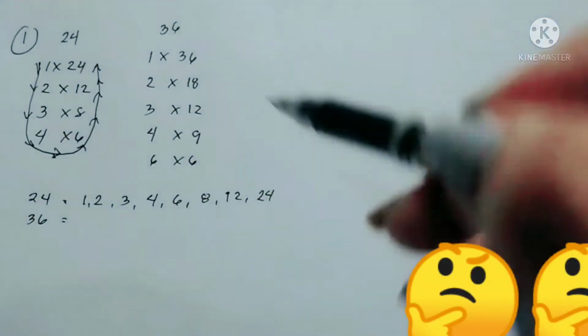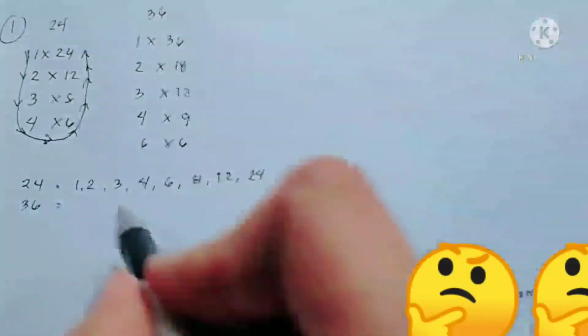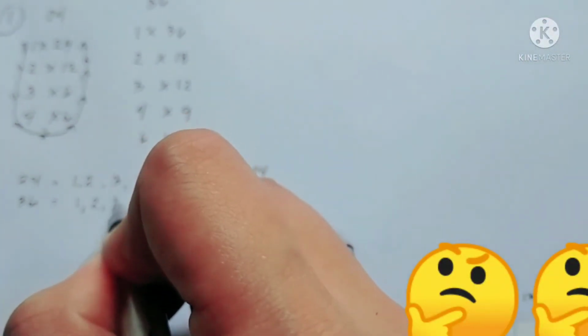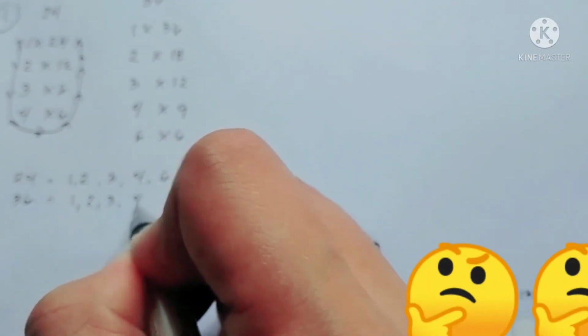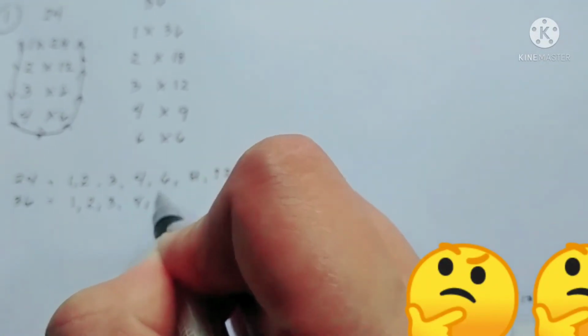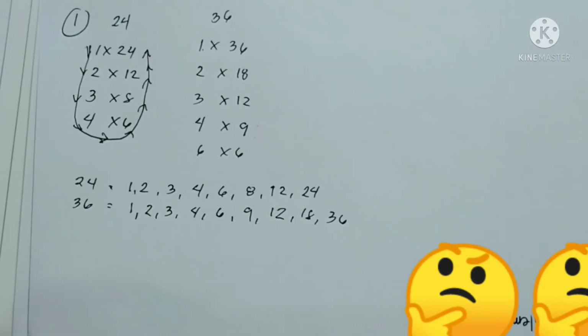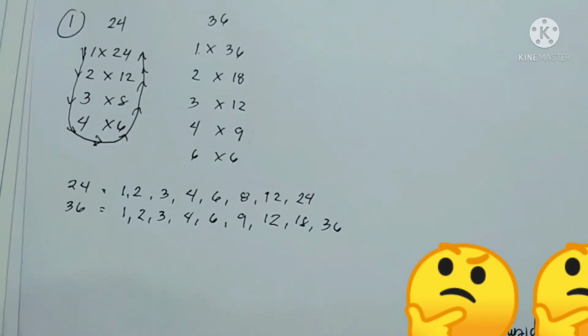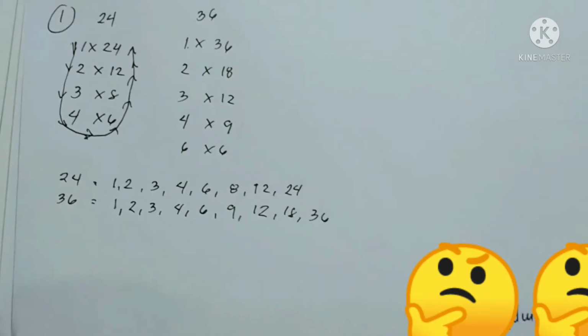So, next naman si 36. Unahin natin to. Pa-U ulit. 1, 2, 3, 4, 6. So, si 6 hindi na natin uulitin kasi ayan na. So, 9, 12, 18, and 36. So, ayan na po. Yung mga factors nila, 24 and 36.